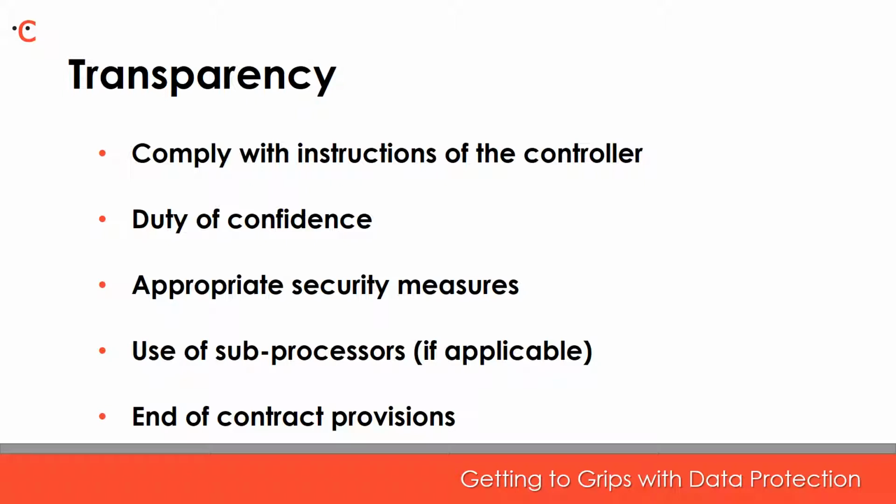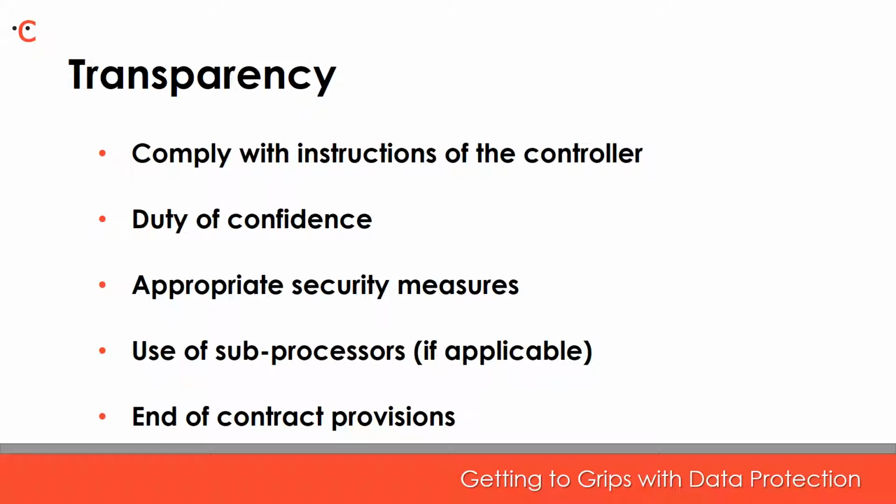Controllers will also want an obligation on a processor to assist with meeting the controller's own obligations to data subjects, including responding to subject access requests, which we've covered in a previous webinar, requests to rectify or erase personal data, notifying personal data breaches to the supervisory authority or data subjects, audit requests, and, if applicable, carrying out data protection impact assessments, and these are just a few examples.